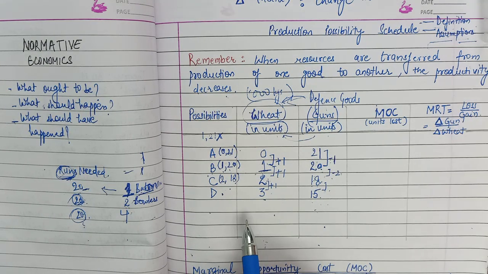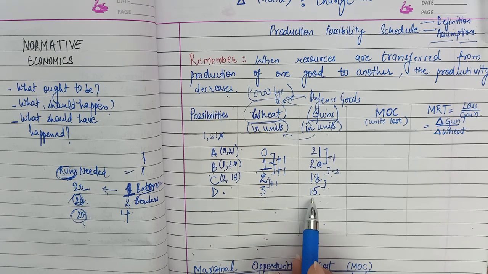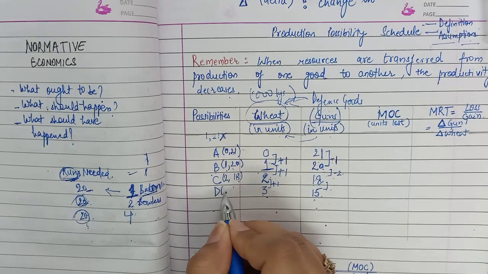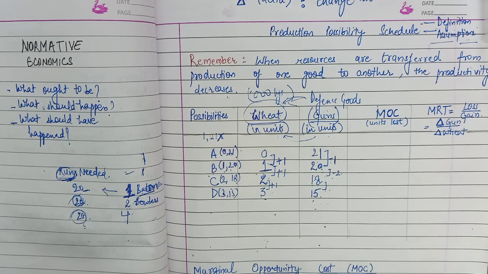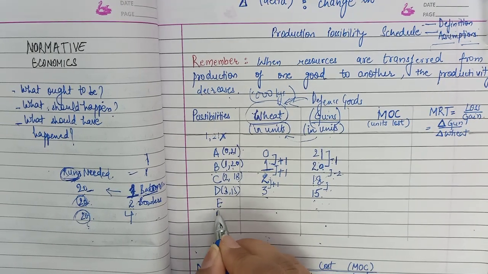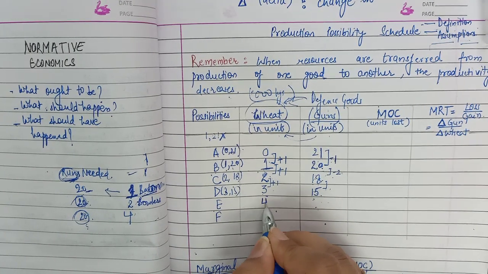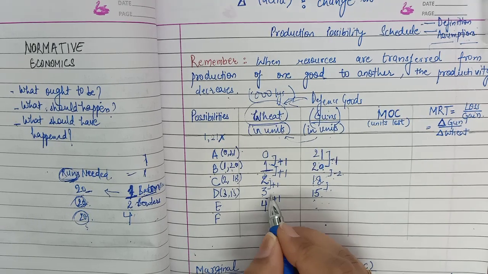Next possibility was 3 units of wheat and 15 units of guns. So 3 and 15 is also one of the possibilities. Let us see more possibilities. Maybe now we need 1 more unit of wheat. So gain here is 1. So plus 1 is here.